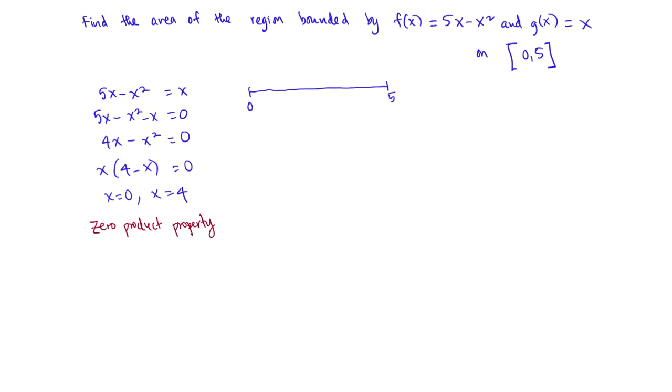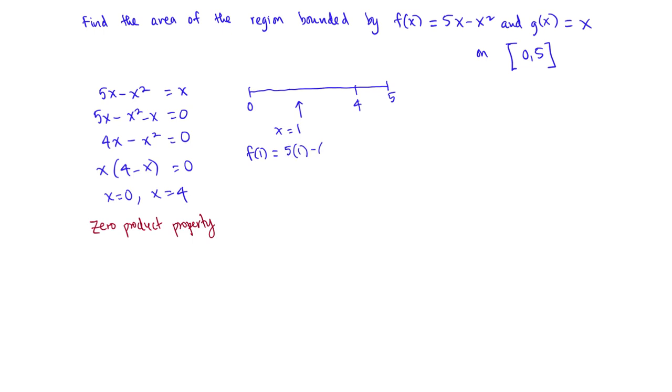Between 0 to 5, we found two zeros for the equation 5x minus x squared equals x. We then determine which function represents the upper curve and which function represents the lower curve in each of the subintervals. To do this, we pick any arbitrary number in each subinterval. For example, we pick x equals 1 and we evaluate f when x equals 1.